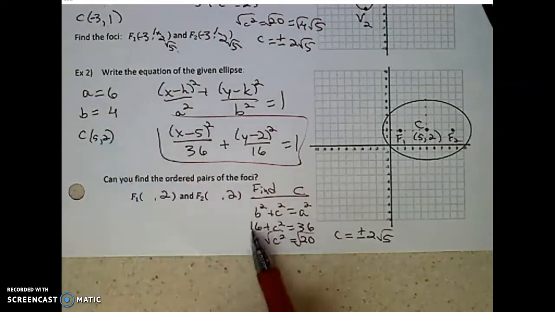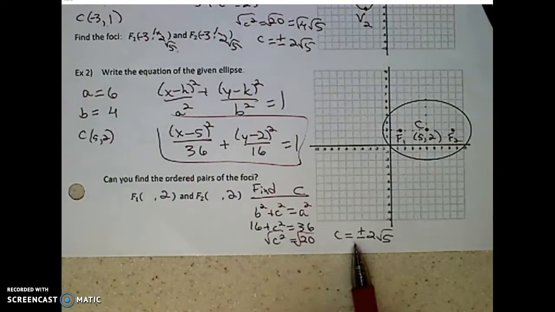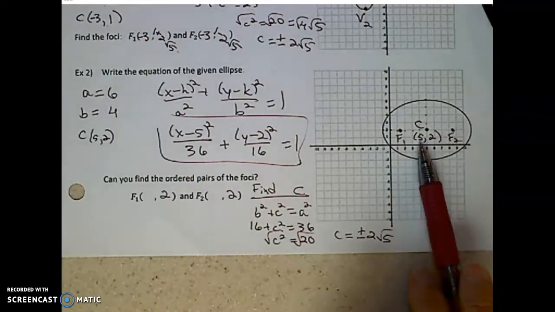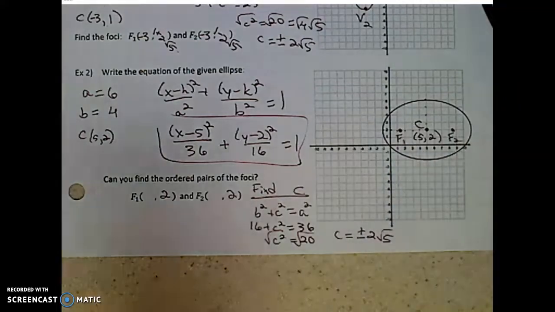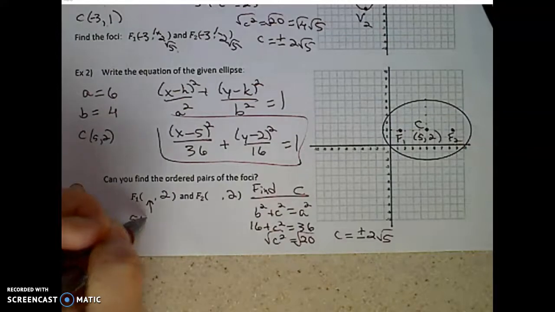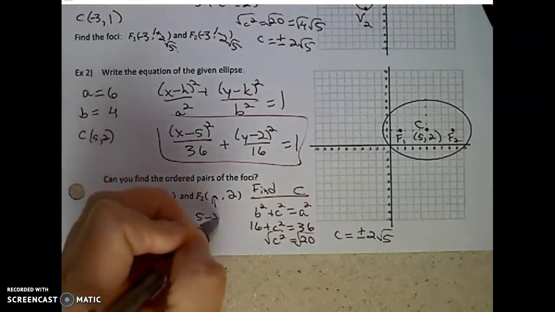b squared is 16 plus c squared is equal to 36. I get c is equal to plus or minus 2 root 5 again, but now I'm going left and right of center, so I was at 5. I'm going to add 2 root 5, subtract 2 root 5. So the x coordinates will be 5 plus 2 root 5 and 5 minus 2 root 5.